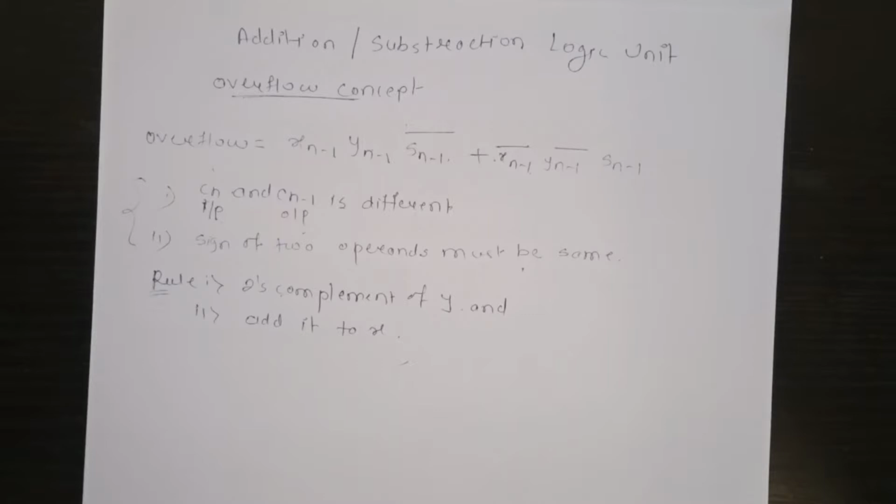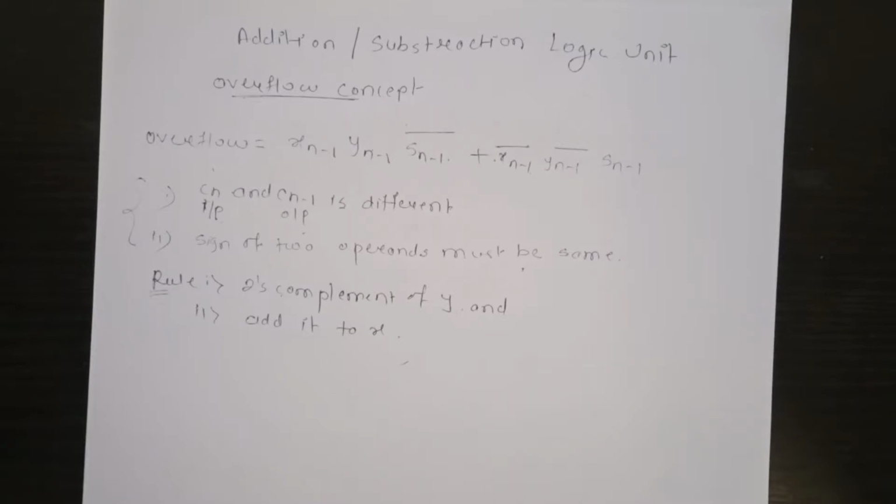That is the overflow concept. After that we have seen the expression for overflow, that is xn minus 1 into yn minus 1 into sn minus 1 bar plus xn minus 1 bar, yn minus 1 bar and sn minus 1. This is the simple expression. Just consider it as x, y and sum plus x bar, y bar and sum. So overflow occurs when the carry bits Cn and Cn minus 1 are different. That means your input carry and your output carry are different.